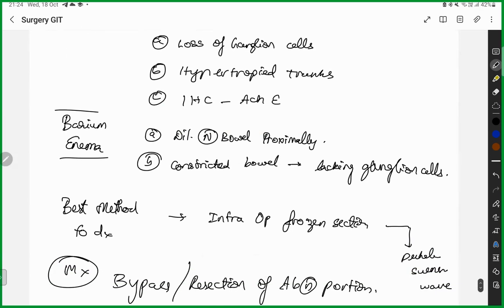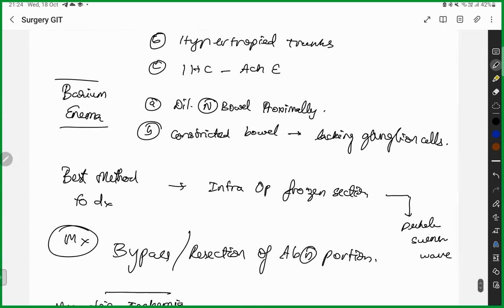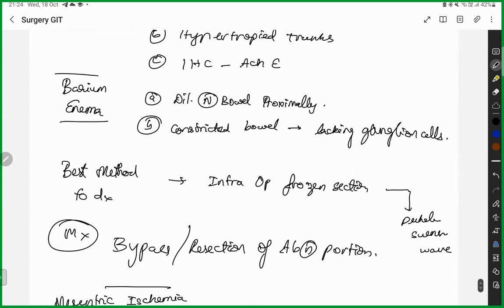So there is a dilatation of normal bowel proximally, and constricted bowel lacking the ganglion cells, which you're going to see on the barium enema. What is the best method to diagnose? It is not barium enema, it's an intraoperative frozen section biopsy.